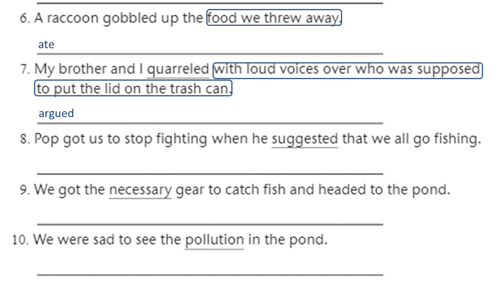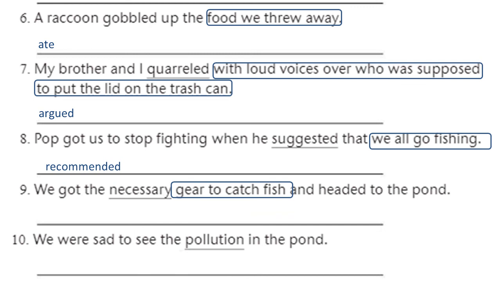Sentence 8. Pop got us to stop fighting when he suggested that we all go fishing. So everybody stopped fighting when Pop suggested something. We all go fishing, suggestion. So this probably means recommendation, like an idea to stop them from fighting. So here my clue was we all go fishing. We got the necessary gear to catch fish and headed to the pond. Necessary. And the context clue was gear to catch fish. And necessary means needed or required. We were sad to see the pollution in the pond. They're sad to see something in the pond. That's probably pollution. That's my clue. And pollution is trash, basically, rubbish.